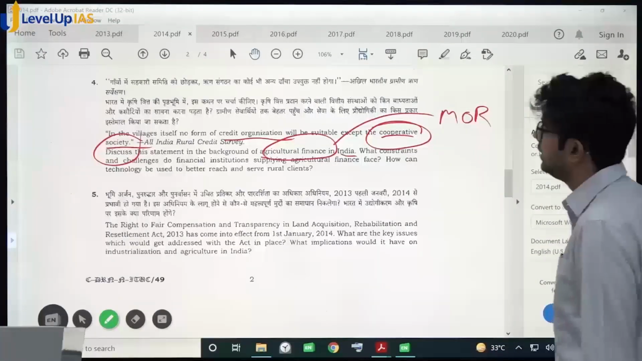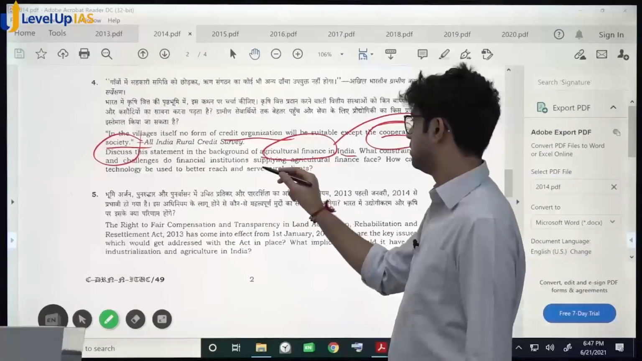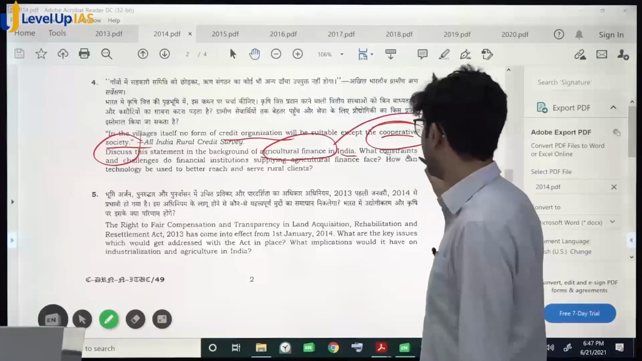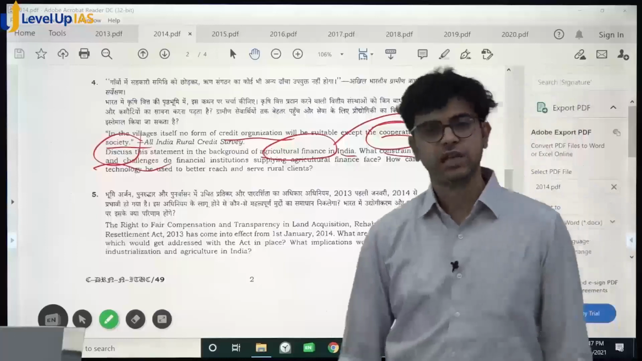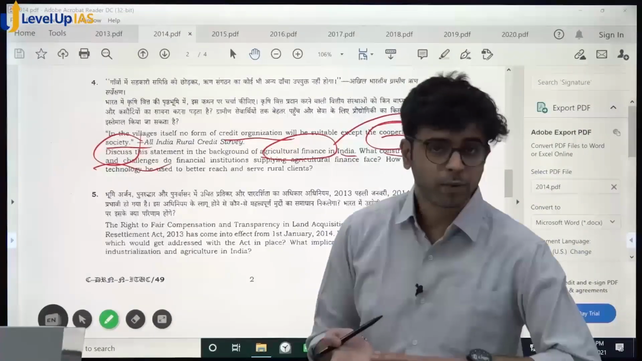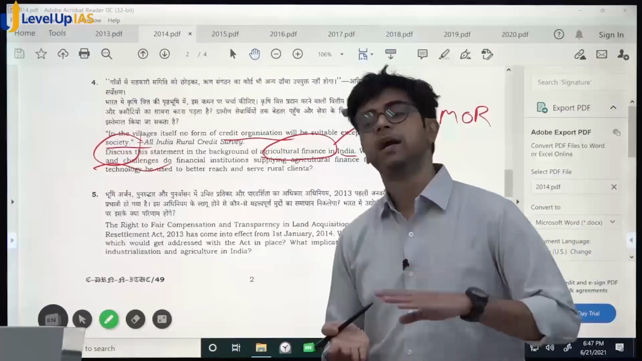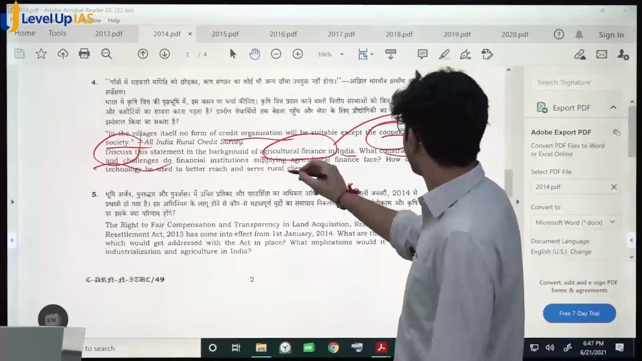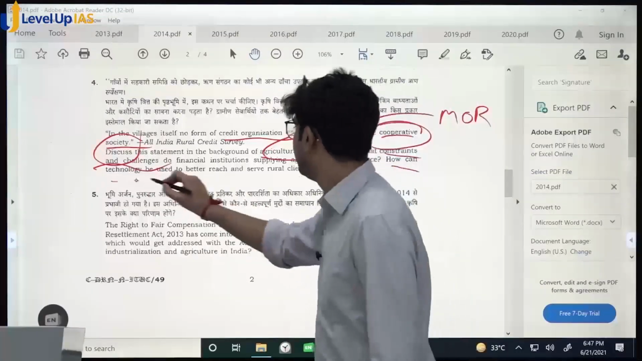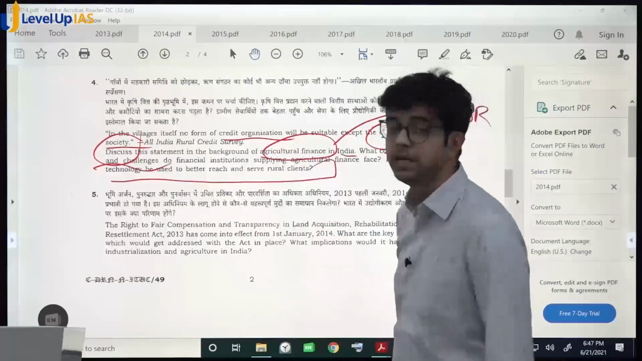What constraints and challenges do financial institutions supplying agricultural finance face? So they are asking here constraints and challenges. Always keep in mind, constraints and challenges can be asked for schemes, can be asked for performance of certain schemes, can be asked for institutions providing or doing a particular job. And how can technology be used to better reach and serve rural clients? So there are 3 parts now.